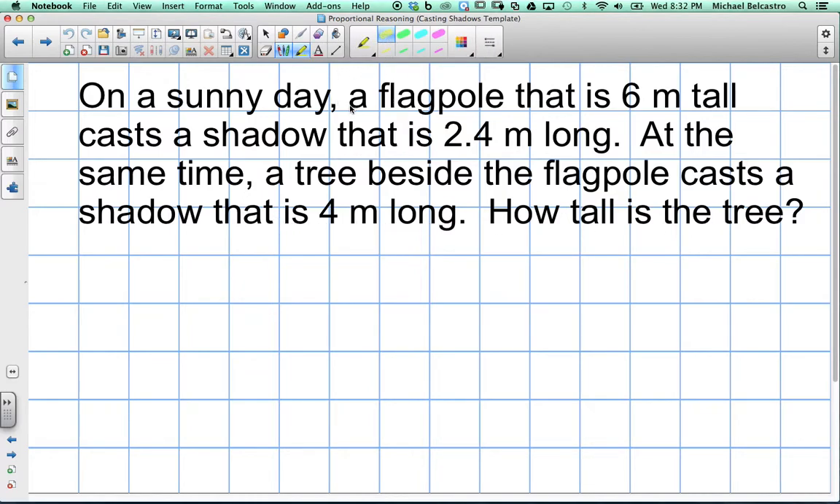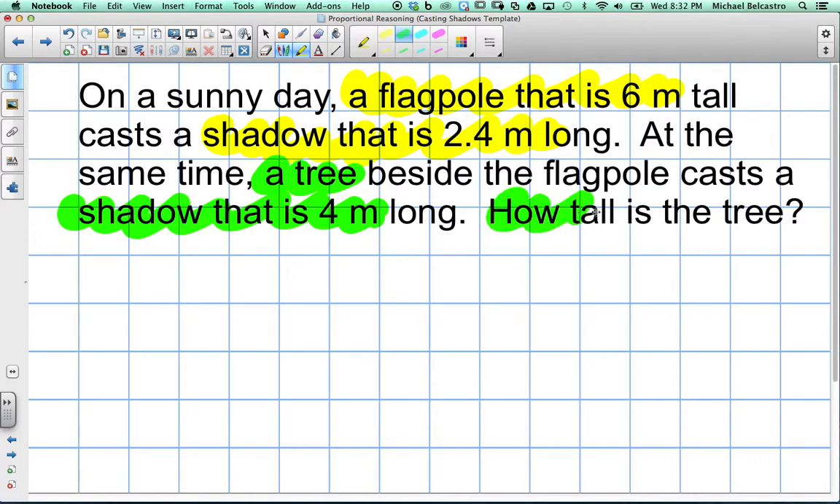Okay, so flagpole information we'll highlight in yellow. A flagpole that is 6 meters tall casts a shadow that is 2.4 meters long. And our tree information we'll do in green. At the same time, a tree beside the flagpole casts a shadow that is 4 meters long. How tall is the tree?